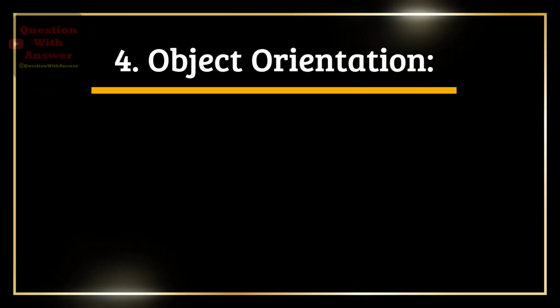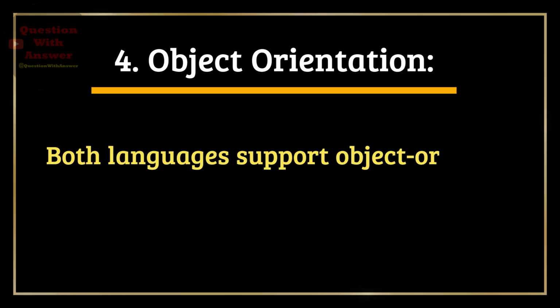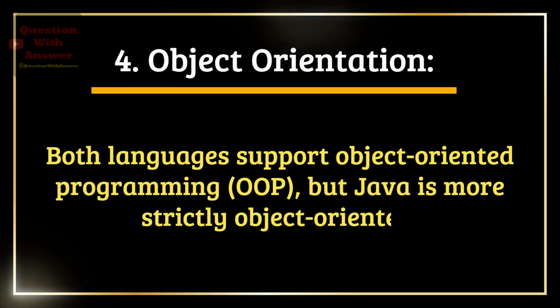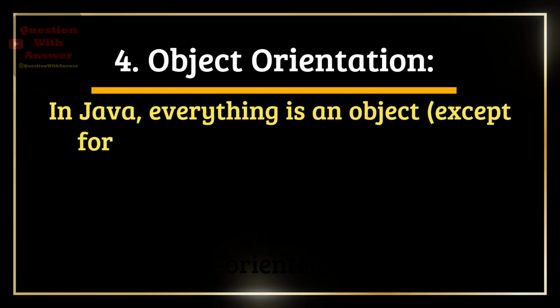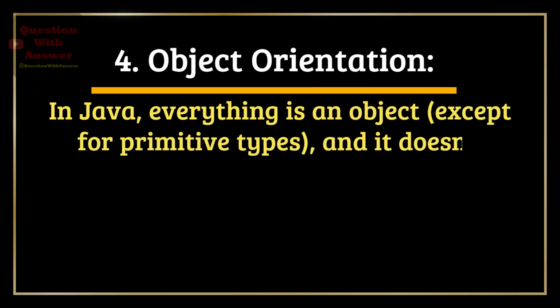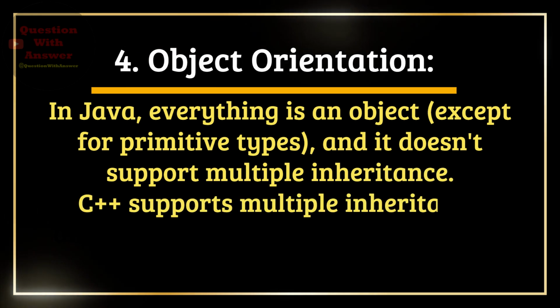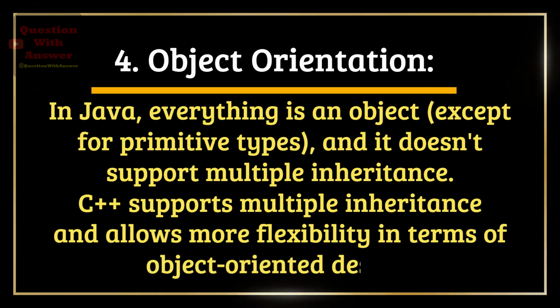4. Object orientation. Both languages support object-oriented programming, OOP, but Java is more strictly object-oriented. In Java, everything is an object, except for primitive types, and it doesn't support multiple inheritance. C++ supports multiple inheritance and allows more flexibility in terms of object-oriented design.